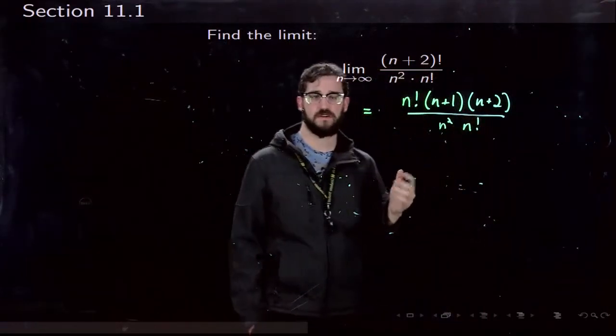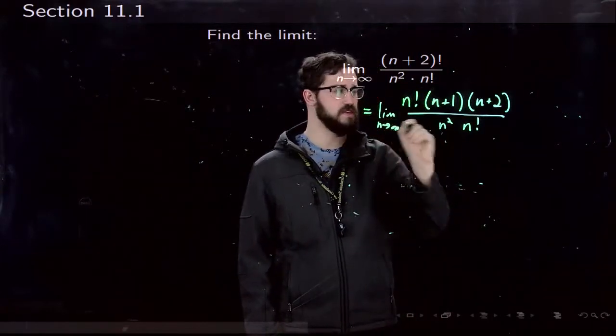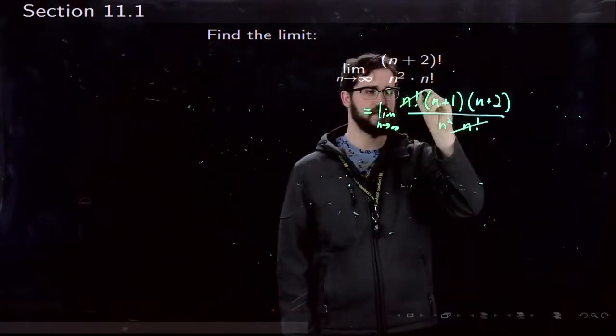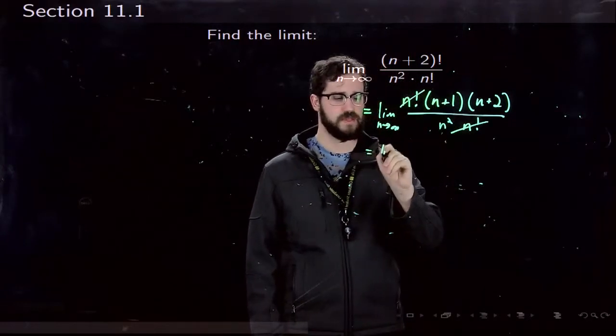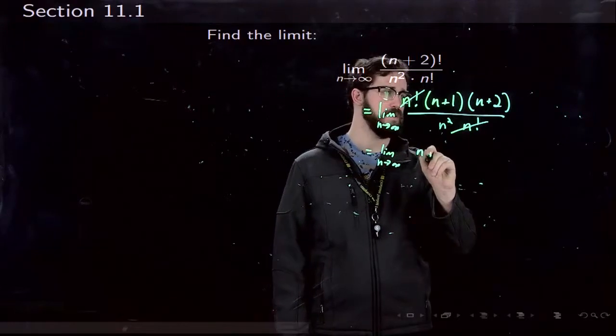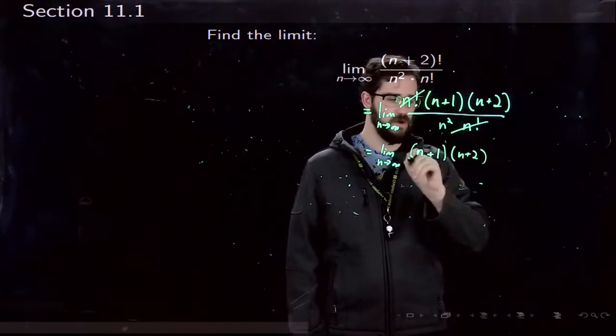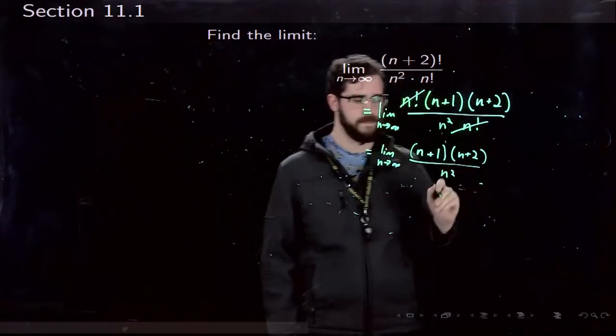Well, perfect. We have some cancellation here. So we don't even need to deal with this n factorial or this n factorial. So this whole thing is just the limit as n approaches infinity of (n plus 1)(n plus 2) over n squared.